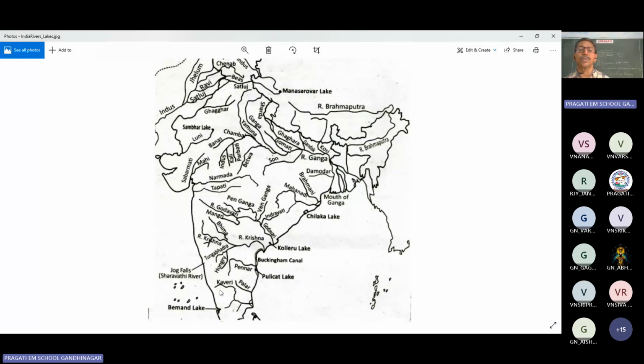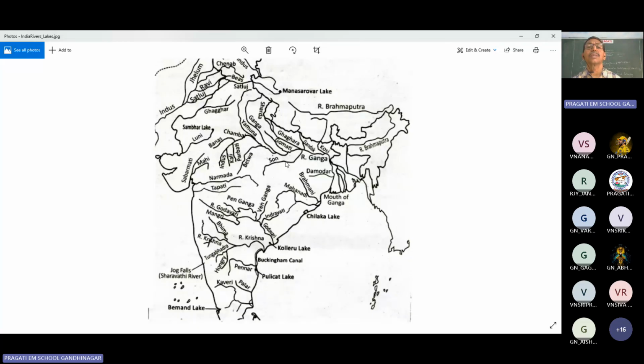Kaveri River is also a disputed area. Between Kerala and Tamil Nadu, there are disputes. Here Pulicat Lake, it is also a saltwater lake. Here Kolleru Lake, between Krishna and Godavari, it is a freshwater lake. So these are about some rivers.